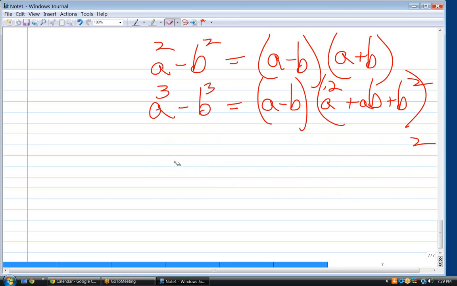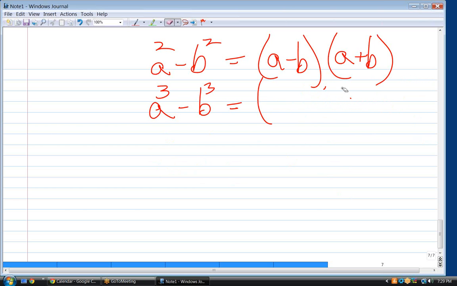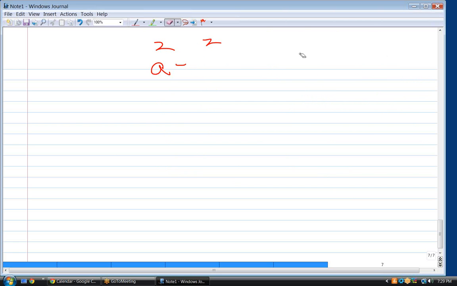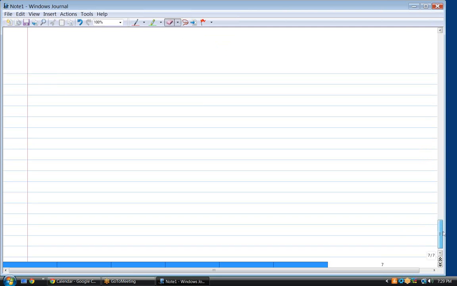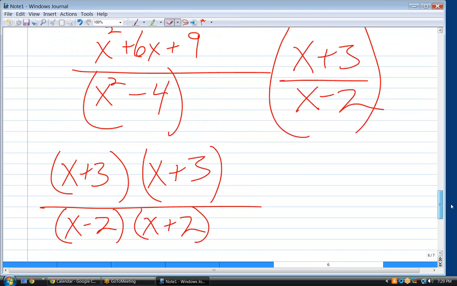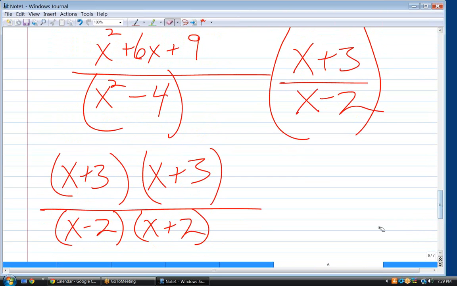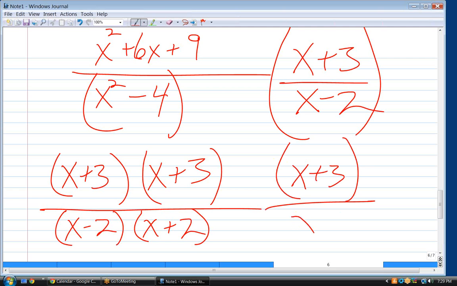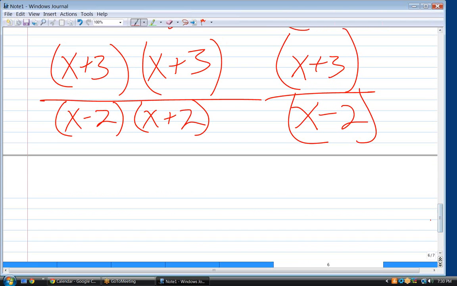It's not incorrect. I would never tell a student it was incorrect if they factored it into a plus b times a minus b. But for future math purposes, it might be worth memorizing it the other way. All right, we're going to multiply this by x plus 3 over x minus 2. So the first thing we want to do is cancel anywhere that we can.